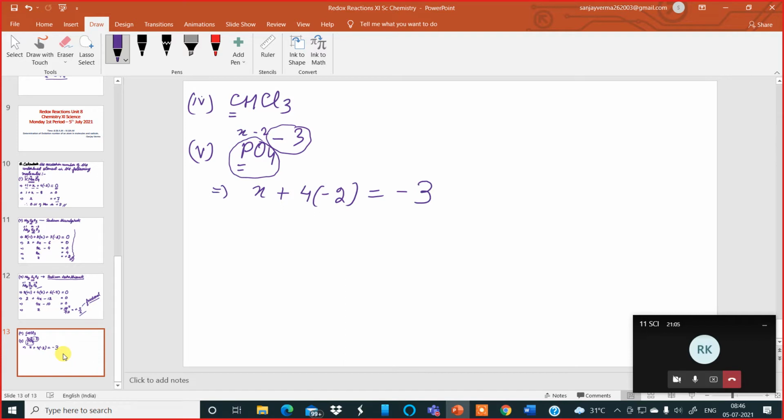Did you understand now? Yes, very good. So now I will have X minus 4 into 2, that is 8, is equal to minus 3. So X becomes equal to minus 3 plus 8. So my answer comes plus 5. So the oxidation number of phosphorus in phosphate is plus 5.